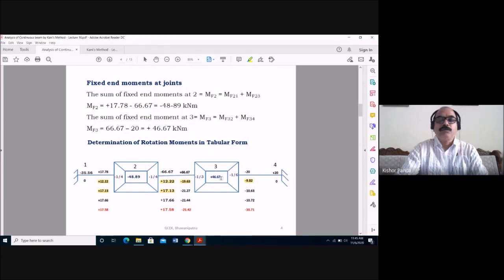Then you have to go to joint 3. So again you have to find out m-32 and m-34. When you find out m-32, you have to take the rotation factor into the fixed end moment of joint 3 plus summation of the far end rotation moment. When you find out the far end rotation moment, you have to take this moment because in the second cycle you got the rotation moment of the far end on this side 17.13, and this is 0. So in the second cycle you have to take this value.